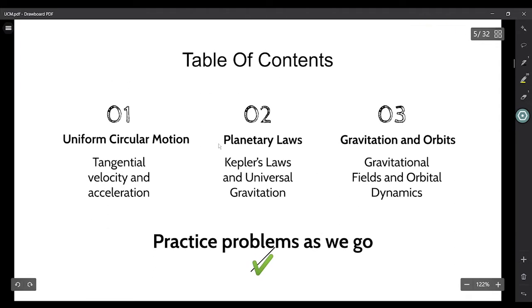Table of contents. First, we're going to go through uniform circular motion, UCM. This is why I call it UCM. Tangential velocity and acceleration are the key points to that first section. Then we move on to planetary laws, especially Kepler's laws of universal gravitation. Finally, we're going to end off with gravitation and orbits, talking about gravitational fields and orbital dynamics. Of course, there are going to be practice problems as we go.